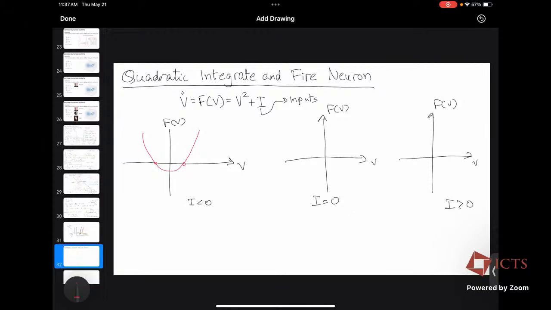Can someone tell me which of these is a stable fixed point and which of these is an unstable fixed point?